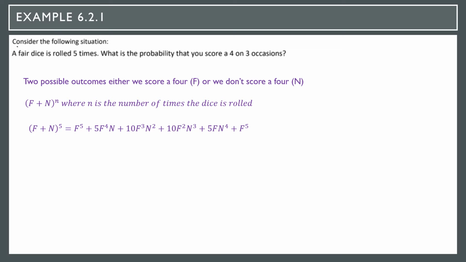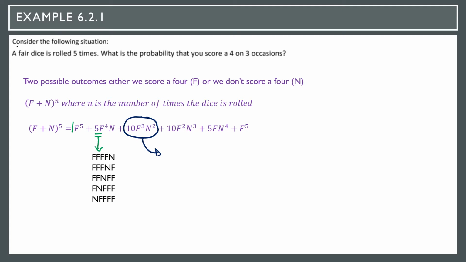When we look at the coefficients of the binomial expansion, these represent the number of possibilities, or combinations, of 4s and not 4s in this case, represented by the exponents on f and n respectively. Considering f^5 then, this is a situation where we score 5 4s, and there is only one possible way of doing that, and that's by rolling a 4 on all 5 throws. This particular question then asks us to find the probability of scoring a 4 on 3 occasions. So we are interested in the probability associated with this expression here.